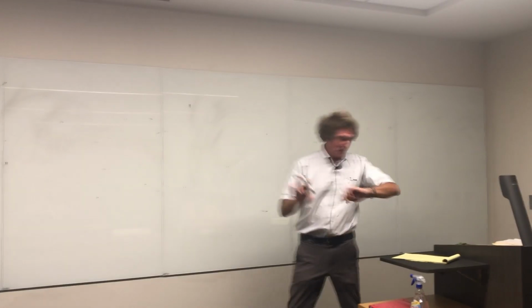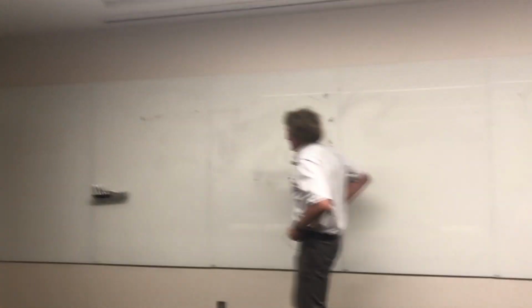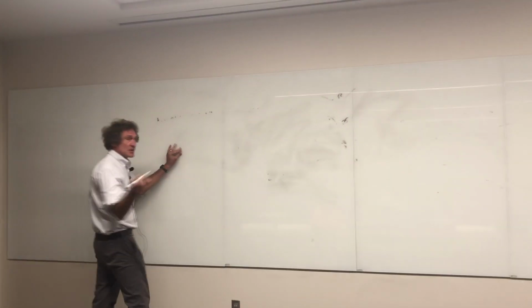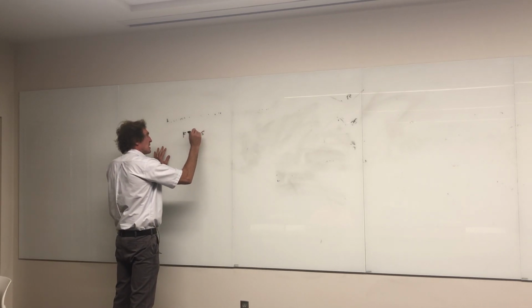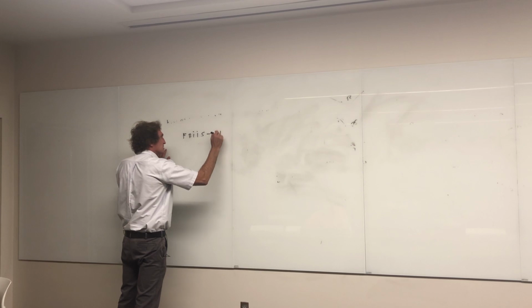Right now, I'm getting to the point I want. I only have 4 or 5 minutes. This one you'll appreciate, you'll see it's useful. It's called the Friis transmission equation.